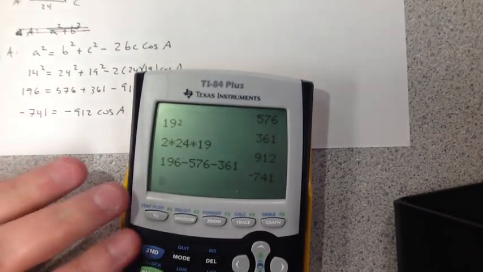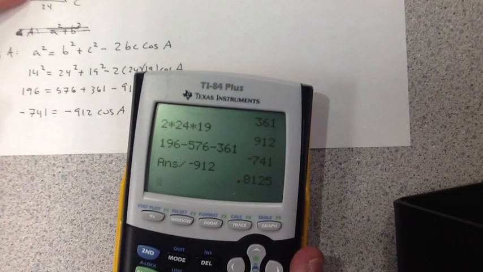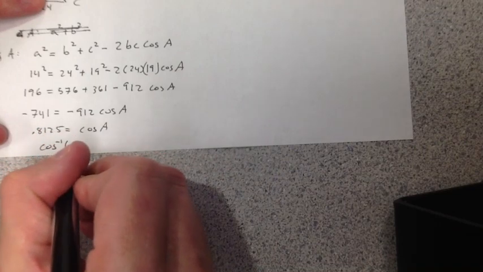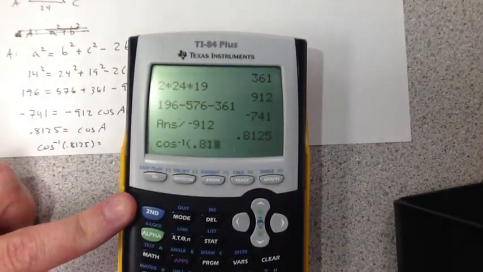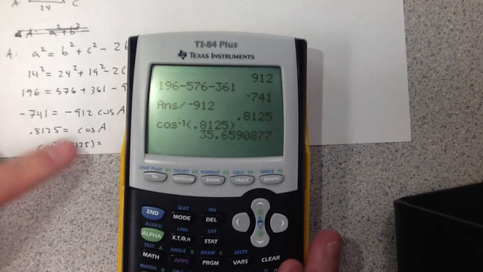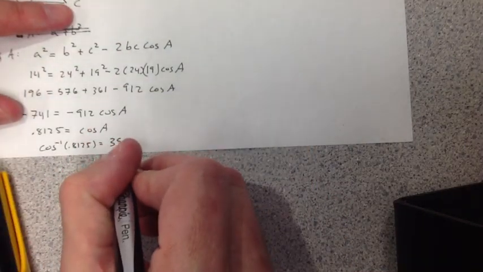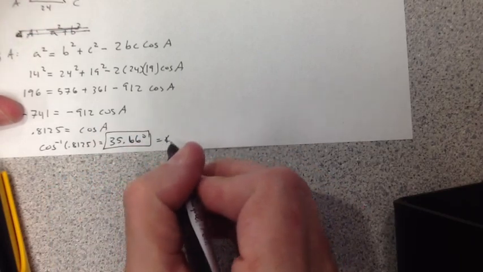And now I divide. I'm trying to get cosine. So I take that negative 741, I divide it by negative 912. Whoops, negative 912. And I get this 0.8125 equal to cosine of A. And then to solve it, just take the inverse cosine of 0.8125, which we've done before, and that's going to give us our angle. Second cosine, 0.8125, and that gives us 35.66 degrees. And that's our angle A.